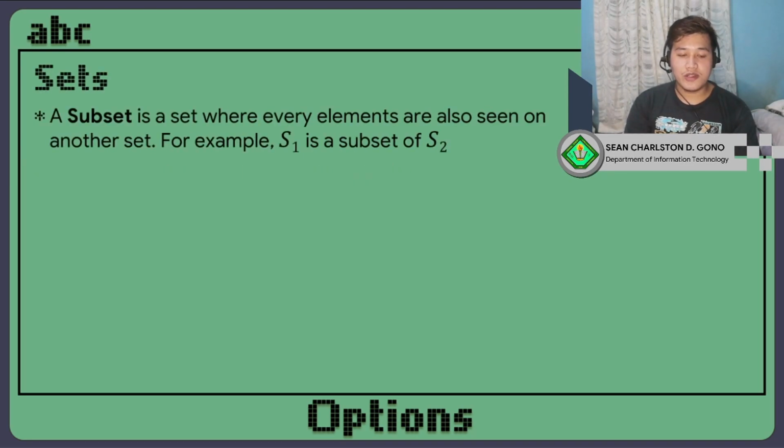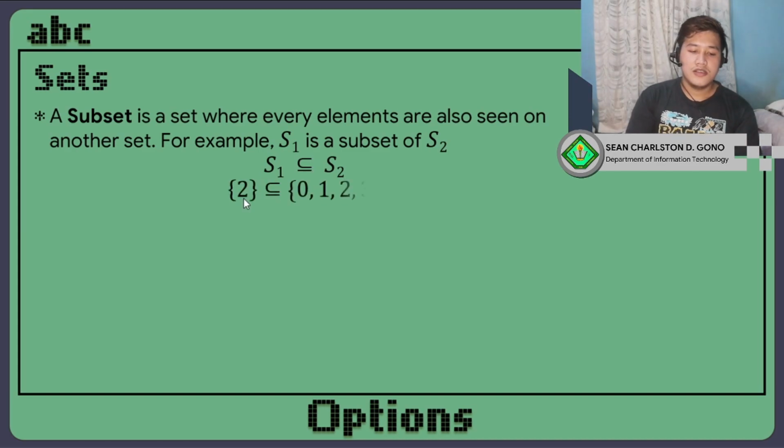We also have what we call subsets. A subset is a set where every element is also seen in another set. For example, we have set 1 and set 2. Let's say that S2 has all of the contents of S1. That means S1 is a subset of S2. So we can write it like this. This symbol means a subset of. So S1 is a subset of S2. Let's say, for example, the set 2 is a subset of the set 0, 1, 2, 3. That means this set is also seen in the set, which is right here.